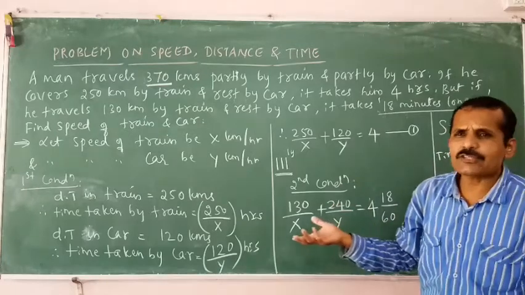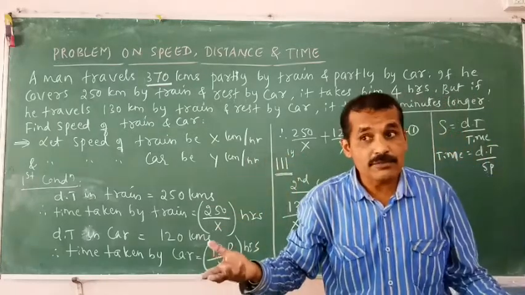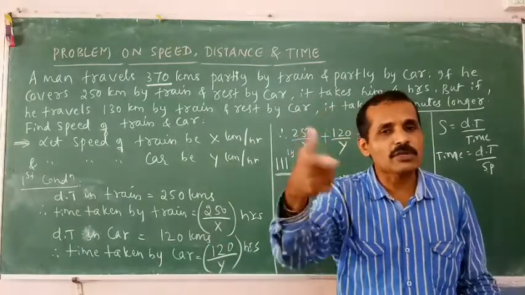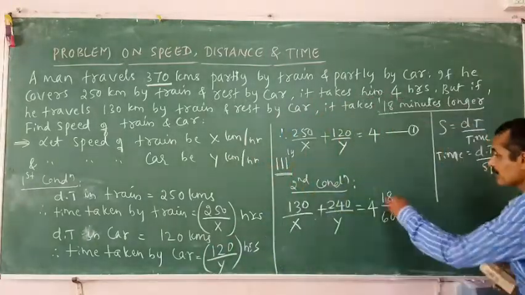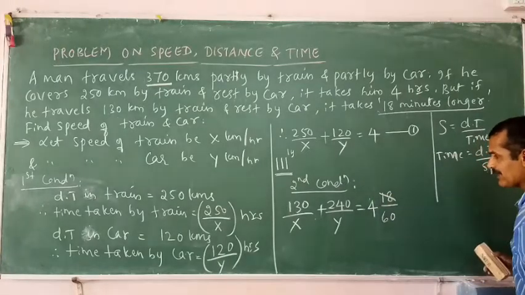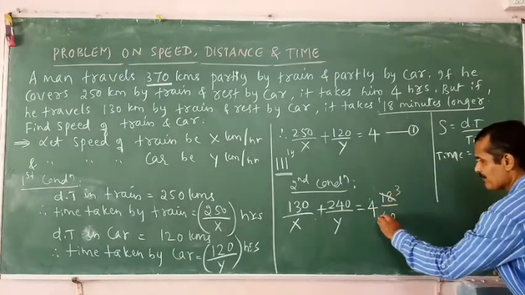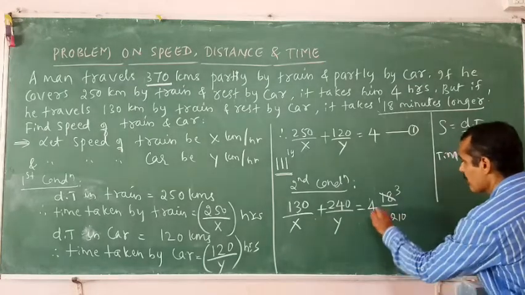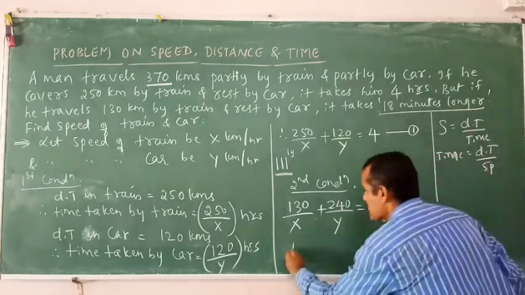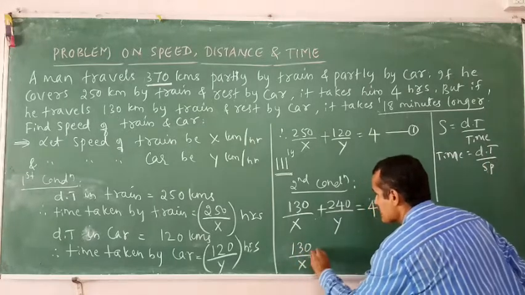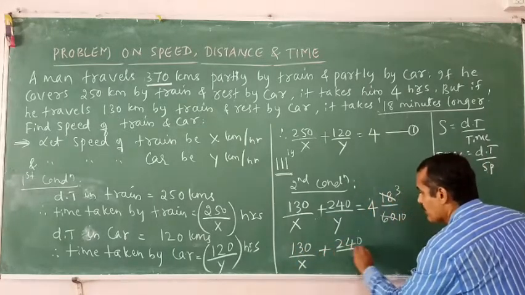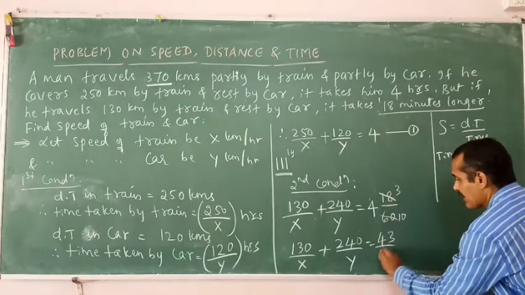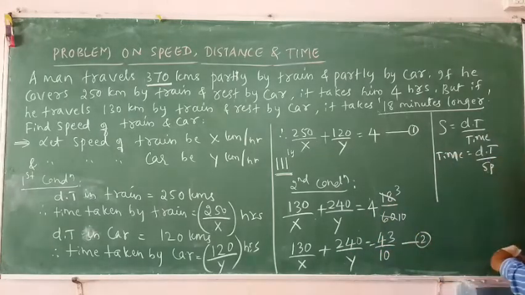In the examination they may ask you 24 minutes, 20 minutes more. 4 integer 24 by 60. That minutes has to be converted into hours. Come on, I can cancel by 6. 6 threes are 18, 6 tens are 60, so it is 43 by 10. I can write 130 by x plus 240 by y is equal to 43 by 10. 43 by 10, equation number 2.